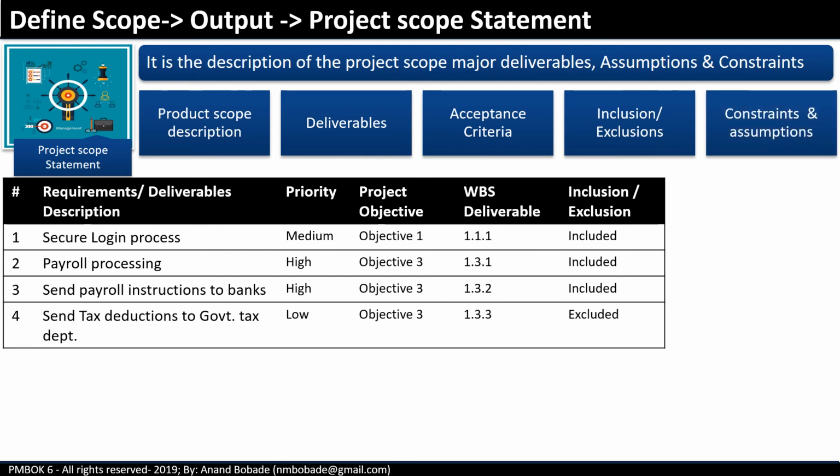Constraints and assumptions. These will be identified and documented. So of course the assumption log will get updated with these assumptions. So as shown in the image, the list of deliverables and requirements which come from the requirement document will be further elaborated and explicitly mention whether those requirements are included or excluded from the project scope.